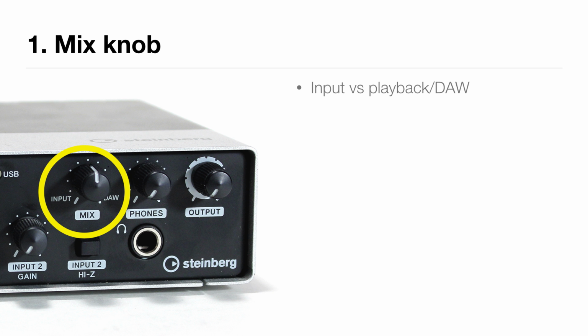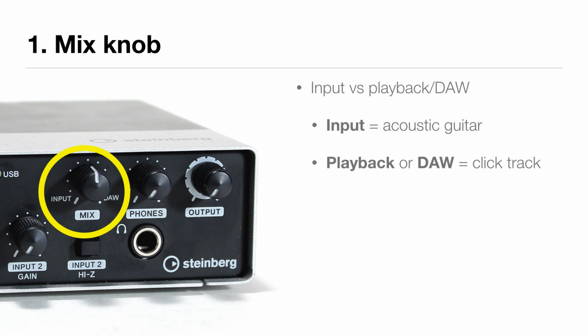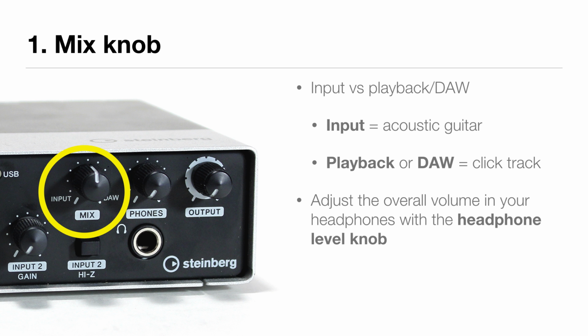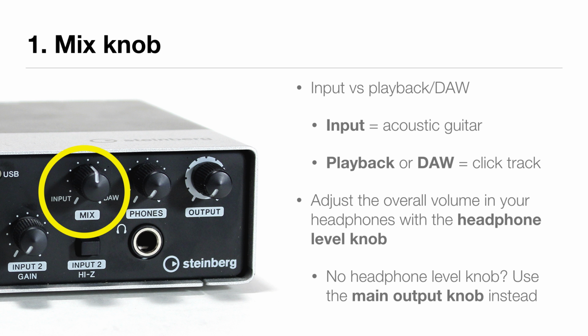If you turn the knob all the way to the input side, you'll hear only the acoustic guitar in your headphones without any click track. If you turn it all the way to the playback or DAW side, you'll only hear the click track without any of the acoustic guitar. So adjust the knob to find a blend of the click and acoustic guitar that works for you. If you find the overall volume in your headphones too quiet or too loud, you can adjust the volume with the headphone level knob. If your interface doesn't have a headphone level knob, just use the main output knob.